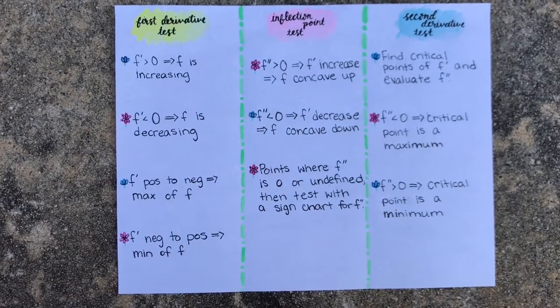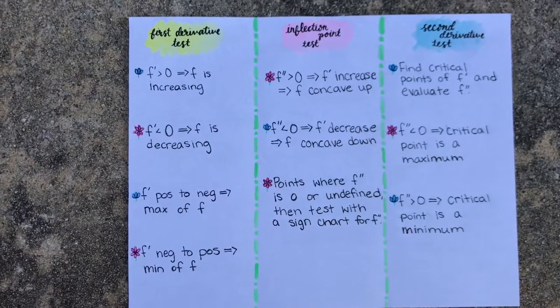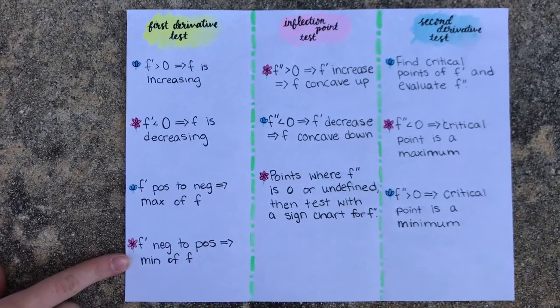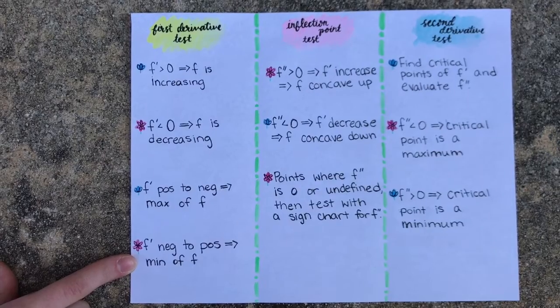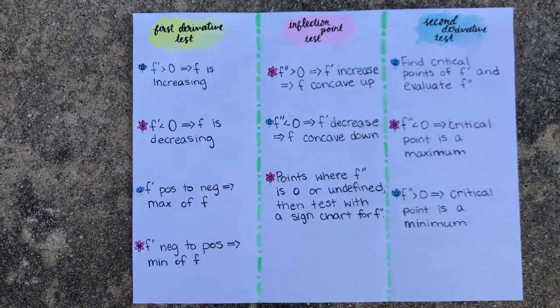To find the minimum or maximum of the original function, use the x values you found in the first step. If the derivative changes from negative to positive at 0, then that is the x value of a minimum of the function. Likewise, if the derivative goes from positive to negative, you know this is a maximum.